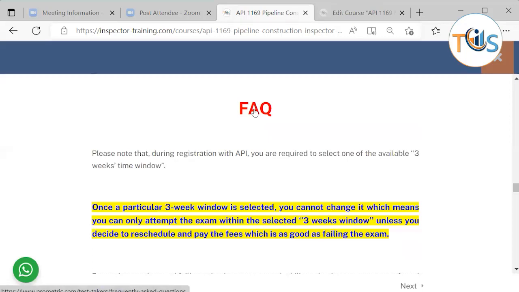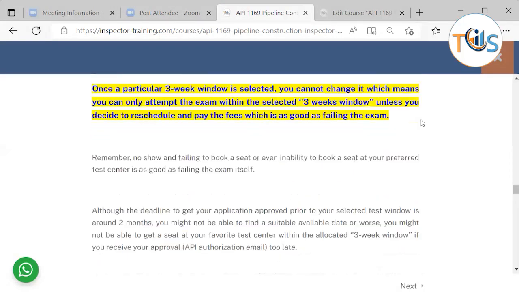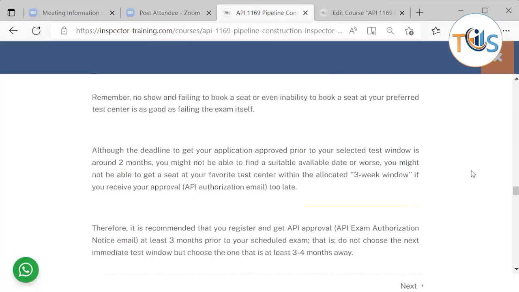Please note that during registration with API, you are required to select one of the available 3 weeks windows. Once this window is selected, you cannot change it, which means you can only attempt the exam within the selected 3 weeks window unless you decide to reschedule and pay the fees, which is as good as failing the exam. Remember, no-show, failing to book a seat, or even inability to book a seat at your preferred test center is as good as failing the exam itself.